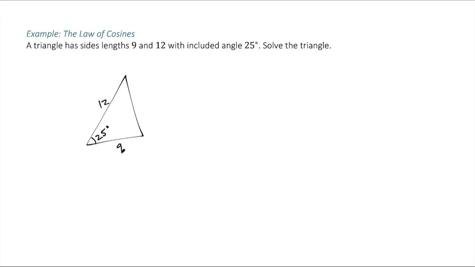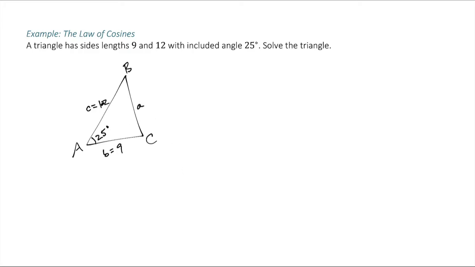This is a side angle side situation. So side angle side, we know that we're using the law of cosines. Let's go ahead and just label here. I'll call this angle A. This side is a. This angle B, side b, angle C, and c.